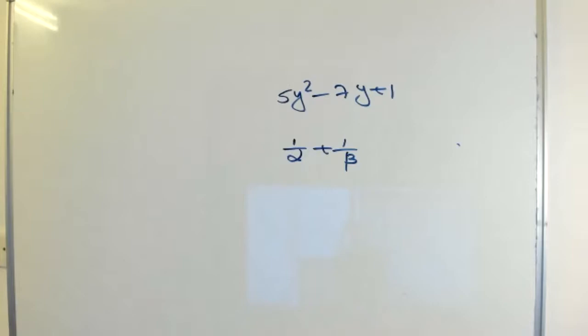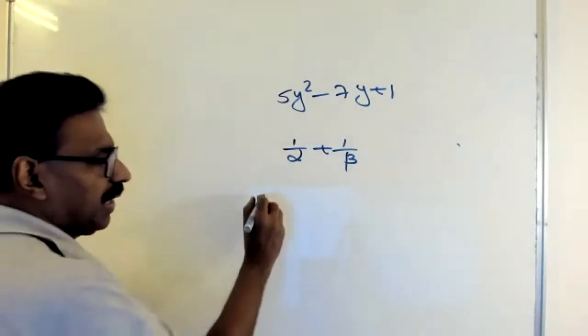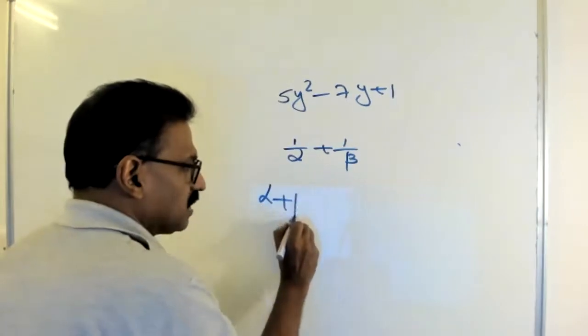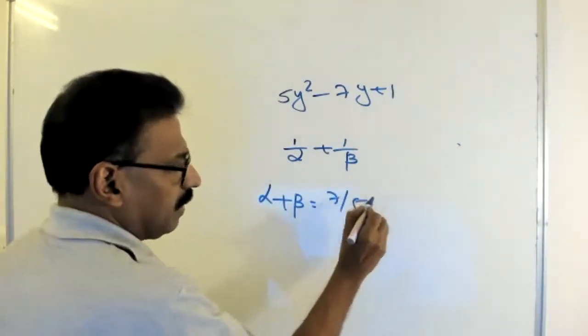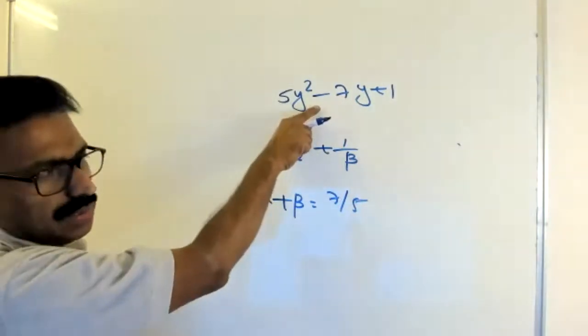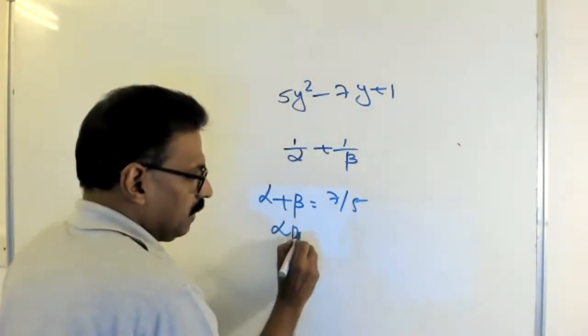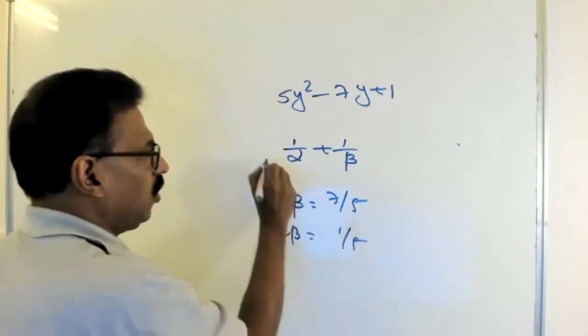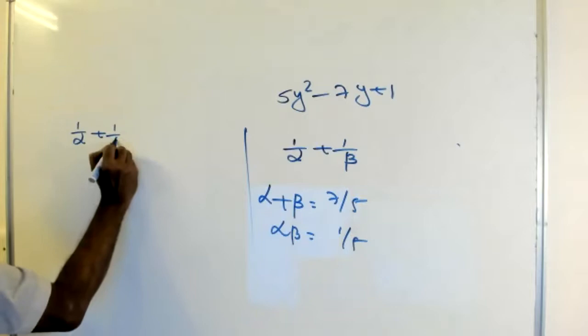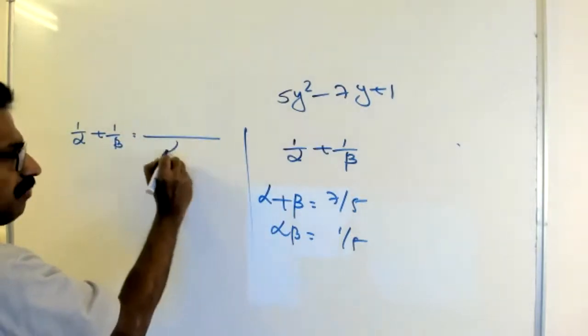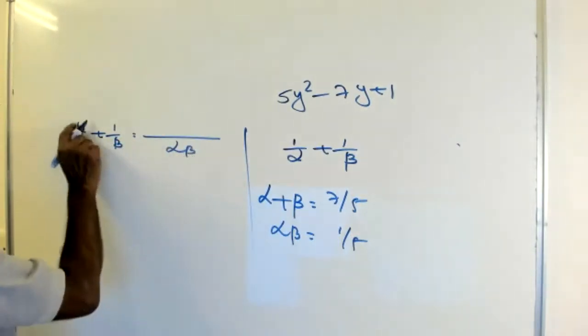So is the answer minus 5 by 7? Okay. See, any question, if you get like this, first you write alpha plus beta. What is that? 7 by 5. Correct? Because minus is already there. Alpha beta, 1 by 5. Okay. Now, come to the question. 1 by alpha plus 1 by beta. LCM is alpha beta. Beta going here.